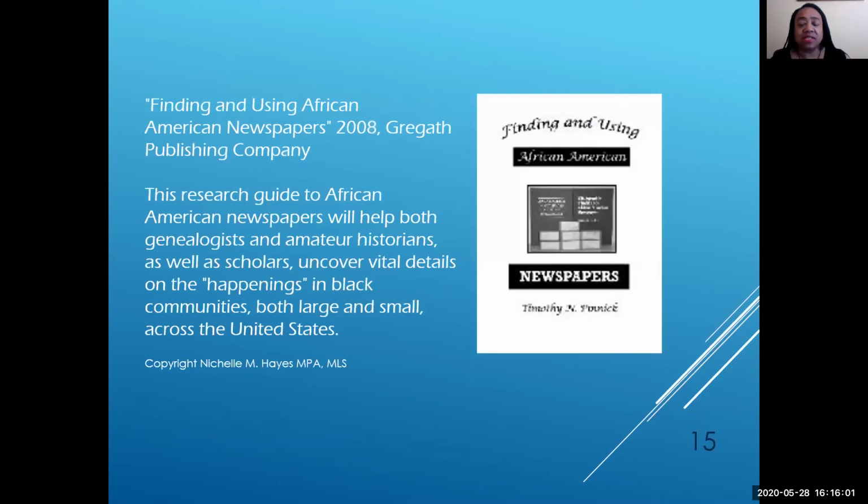So here's another great source if you're looking for African American newspapers around the country. So this particular book is Finding and Using African American Newspapers by Tim Pinnock. And this is a research guide that will help historians and genealogists to uncover newspapers around the country that you might not be aware of. And so you can pick this book up wherever books are sold.